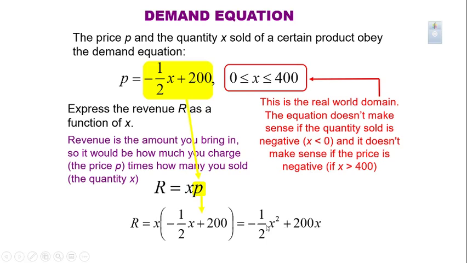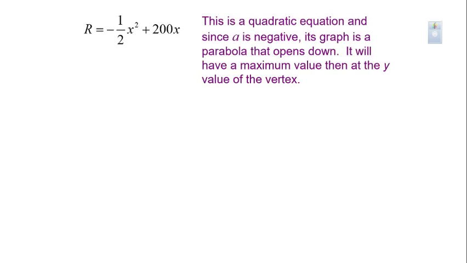As you can see here, the coefficient of x squared is negative half, which means the graph opens downward. Since the graph opens downward, this revenue has a maximum value. So if we want to find a maximum value, we want to find out what quantity sold will give us that maximum value. And so we're going to find the vertex in that case.